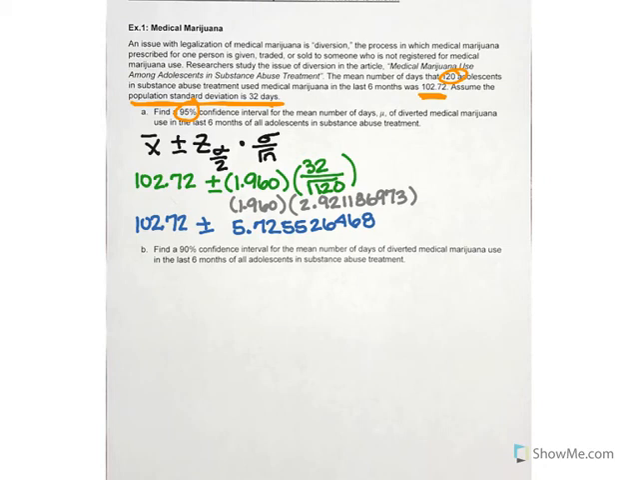And since my mean is 2 decimals, I'm going to do my interval in 2 decimals. So I'm going to subtract that number from 102.72, and I get 96.99, and there's a 4 behind it, so it will stay 99.